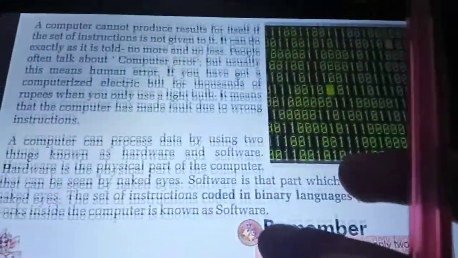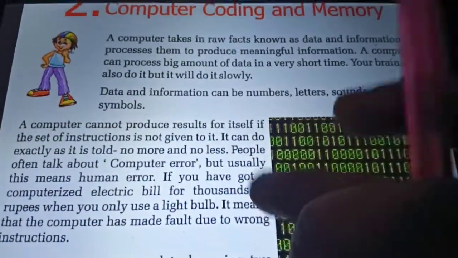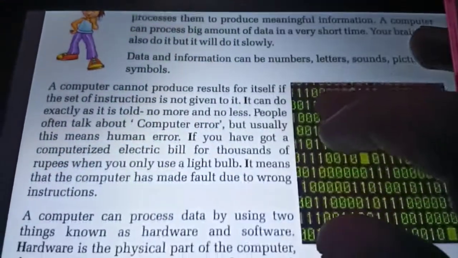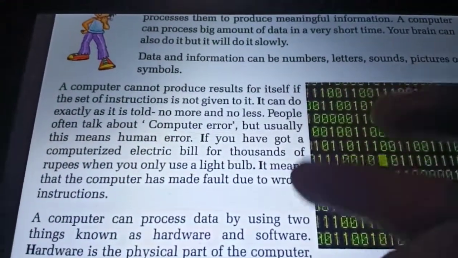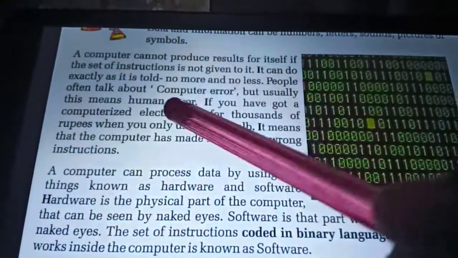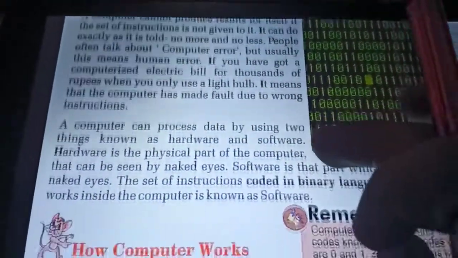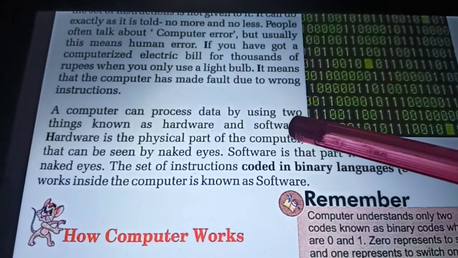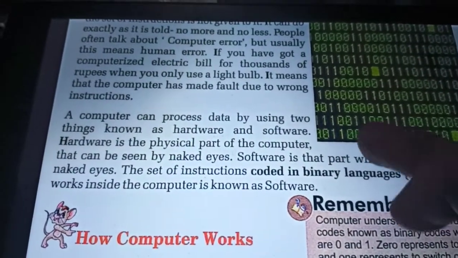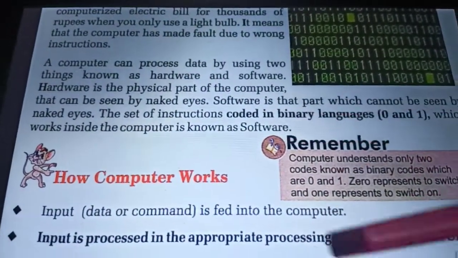So here, dear students, we got knowledge about what is coding, what is data and information, what is the set of instructions, what is hardware and software, and what is binary code.